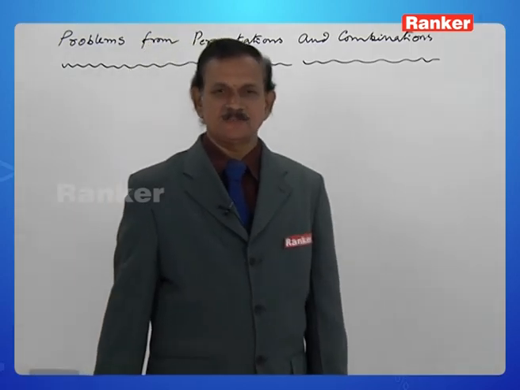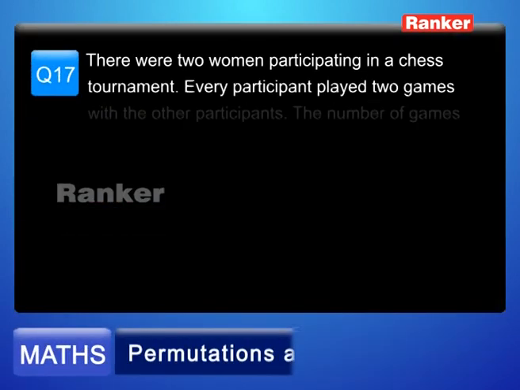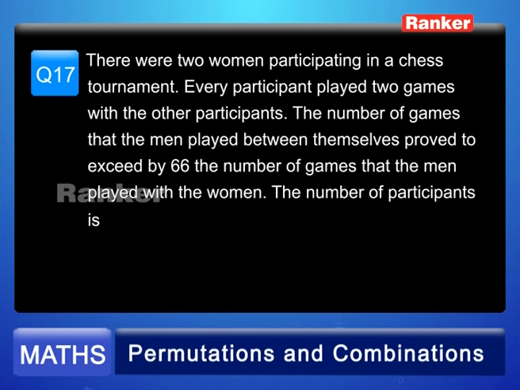The next question is question number 17. There were 2 women participating in a chess tournament. Every participant played 2 games with the other participants. The number of games that the men played between themselves proved to exceed by 66 the number of games that the men played with the women. The number of participants is.